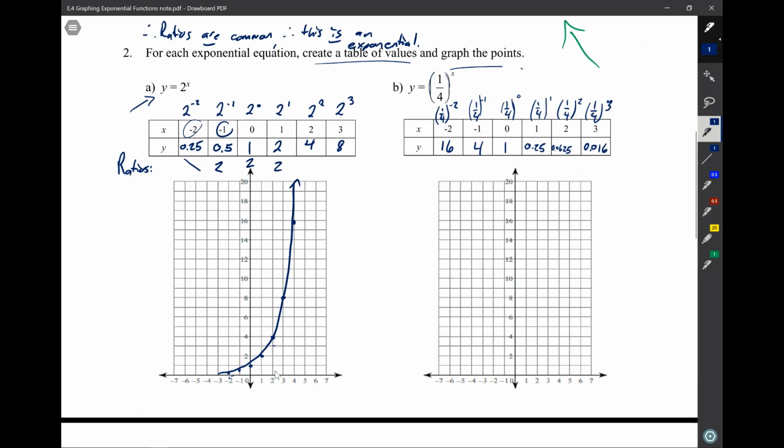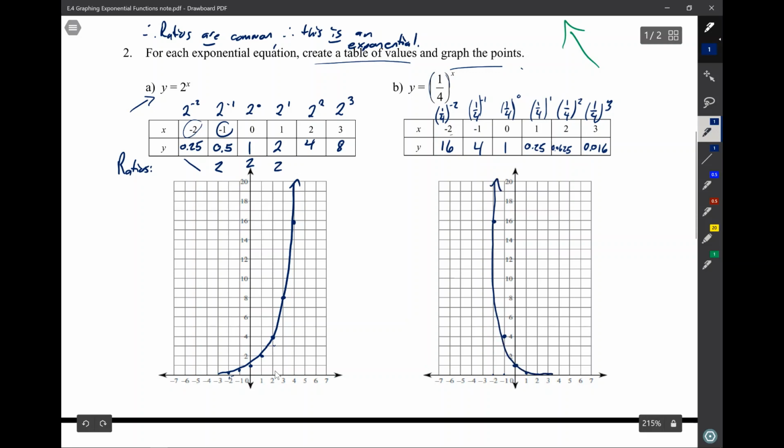So I can plot these points. When x equals negative 2, then I see y equals 16. When x equals negative 1, y equals 4. When x equals 0, y equals 1. I'm getting smaller and smaller. When x equals 1, y equals 0.25. And eventually it gets so close, but it won't actually ever touch our x-axis there. We can draw this curve in like so.